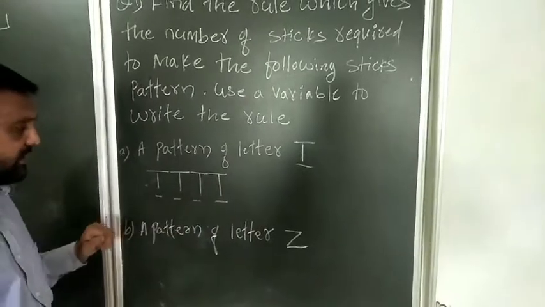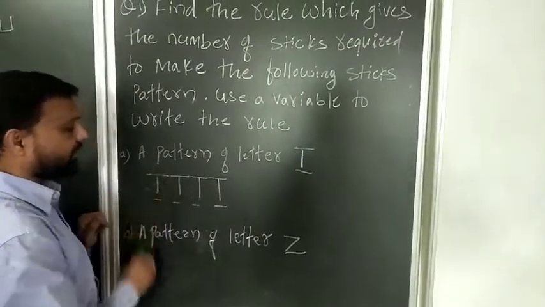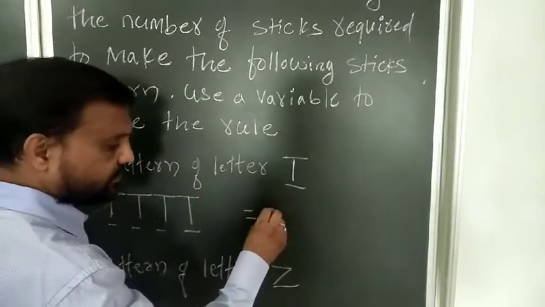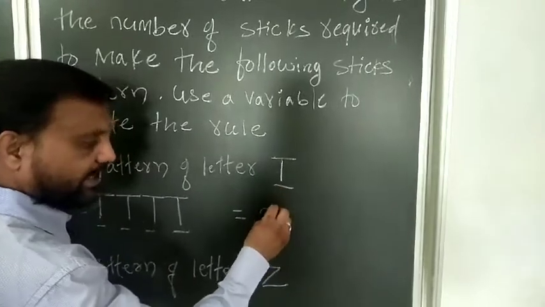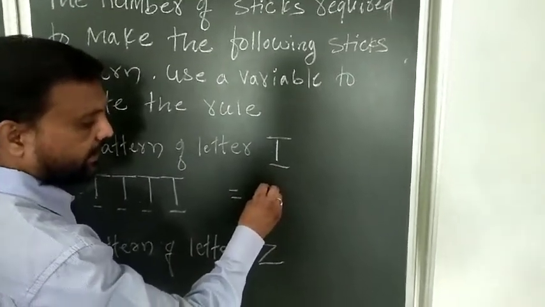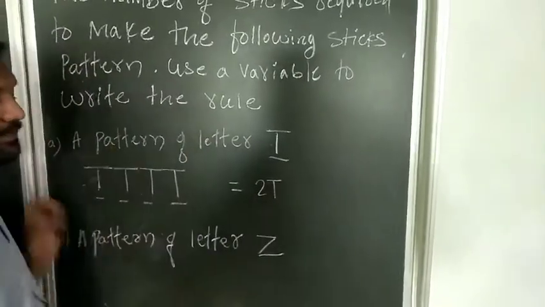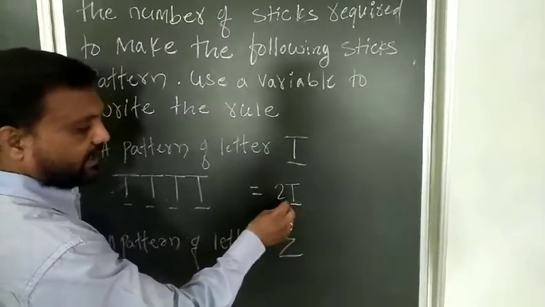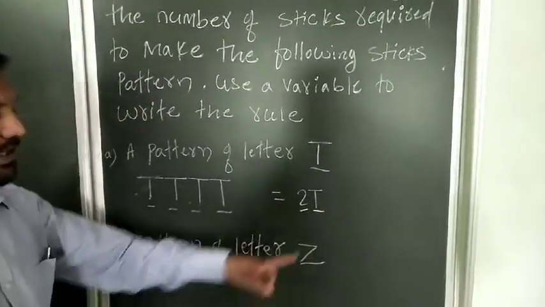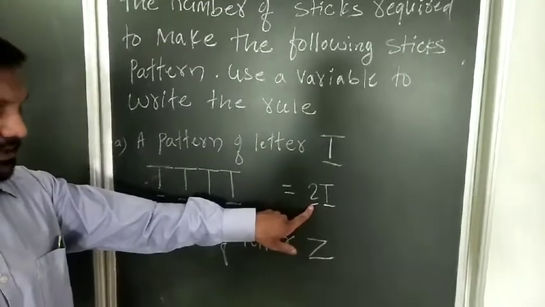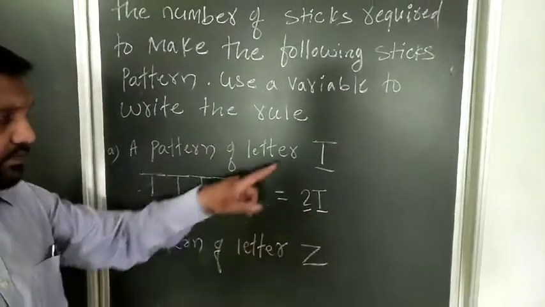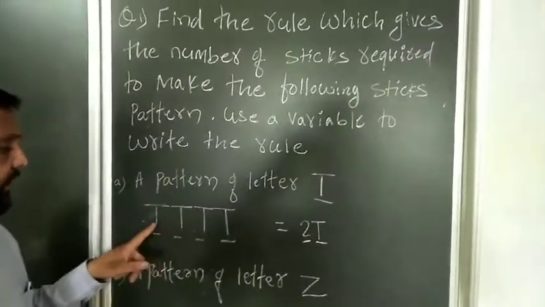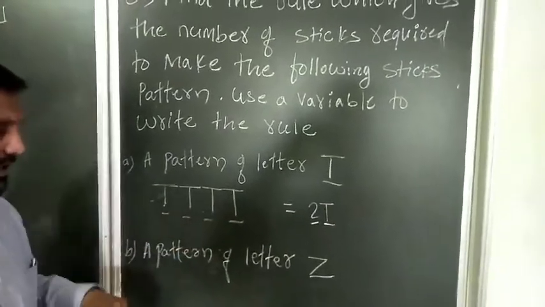So what is the rule for this? How many sticks are we requiring every time? We are requiring 2 sticks. So here we are making the expression 2. You can take any alphabet. So here I am taking T because we are making a T pattern. So 2T. T is a variable and 2 is a constant. So to make a pattern of T, we require 2 sticks every time.